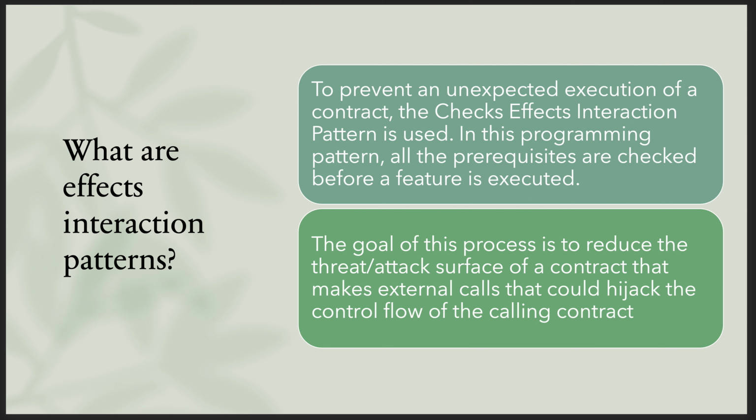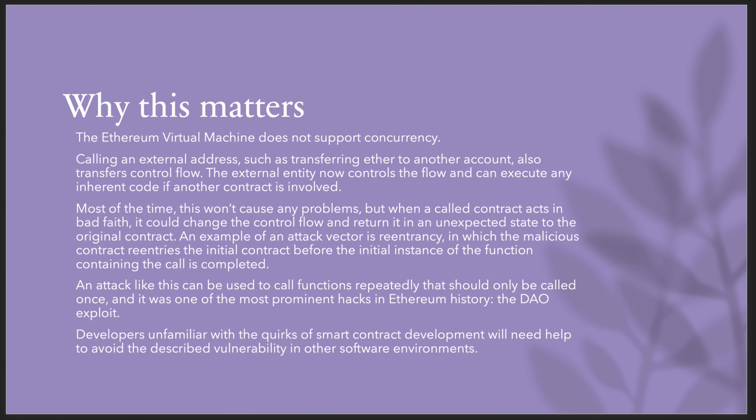The goal of this is basically to reduce the attack surface, the threat level of a contract, especially if it's making external calls that could hijack the control flow of the calling contract. This is a really common thing, because the Ethereum Virtual Machine, the EVM, does not support concurrency. You can call an external address or transfer Ether to another account, but that also transfers the control flow at the same time. That external contract now controls the flow and can execute any code inside of it, or throw it off to somebody else. Or you can start going layers deep and get into a lot of trouble.